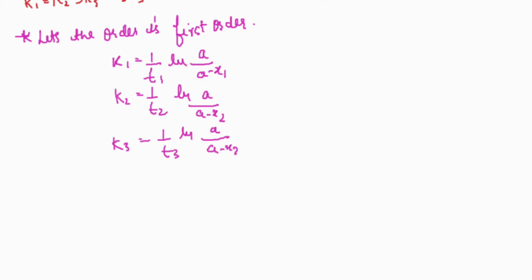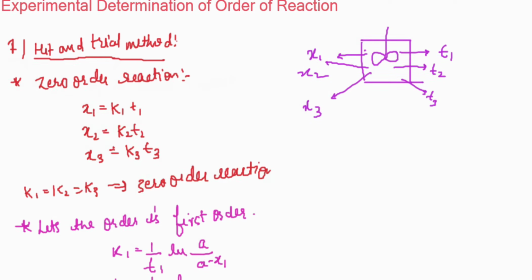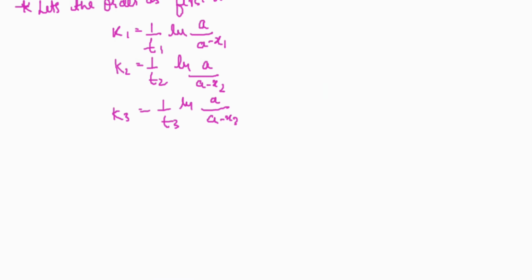Now here x1, x2, and x3 are the amount of product formed at t1, t2 and t3. Now if we compare the values k1, k2, k3 and we find k1 equals k2 equals k3, then we will say the reaction is of order 1. The order of the reaction will be 1. So that's how we will compare for first order and second order reaction. We have also equation for third order reaction. Then again we will put in the equation and we will compare the value of k1, k2 and k3. If we find them equal, then that will be a third order reaction.